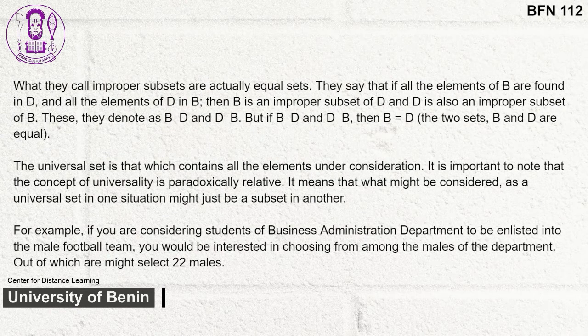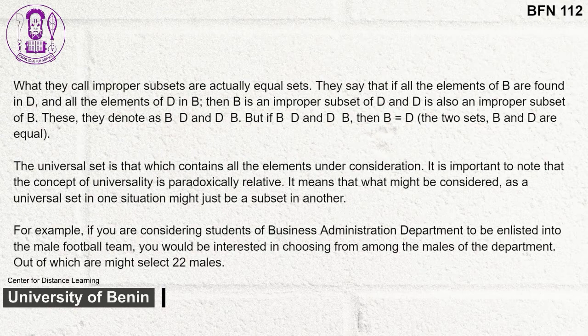They say that if all the elements of B are found in D, and all the elements of D in B, then B is an improper subset of D and D is also an improper subset of B. These, they denote as B ⊆ D and D ⊆ B. But if B ⊆ D, and D ⊆ B, then B equals D, the two sets, B and D are equal.